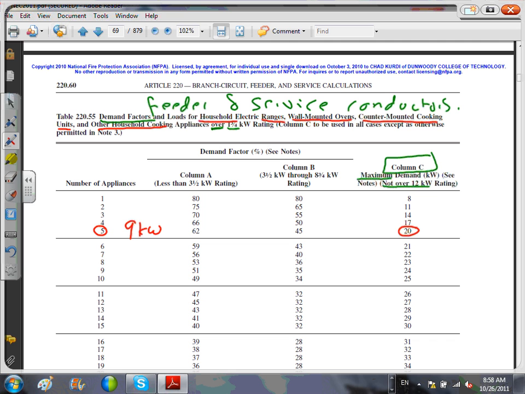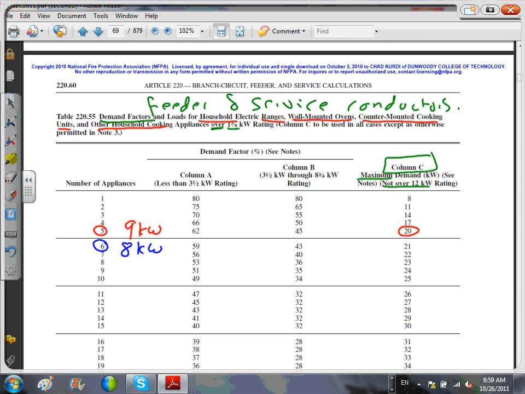Why do they do it this way, guys? It's highly unlikely that all these 9 kWs will be running fully at the same time. Take this second example. Let's take six of them, and let's make this baby 8 kW. Are you with me? I have 6 ranges, each one of them is 8.